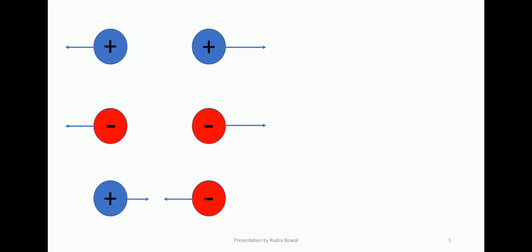We know when two similar charges are separated by some distance, they repel each other, and two dissimilar charges attract each other. From the diagram we can observe it. So there is a force of repulsion between similar charges and a force of attraction between dissimilar charges. Wait, this force of attraction or repulsion depends on which factors?